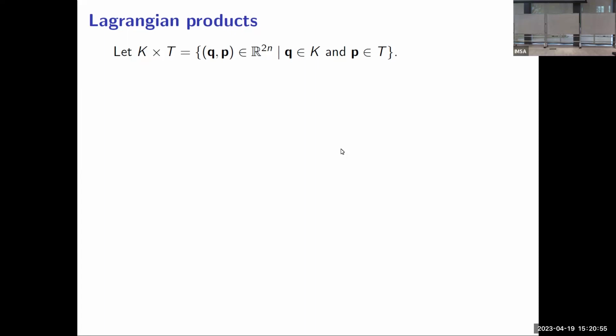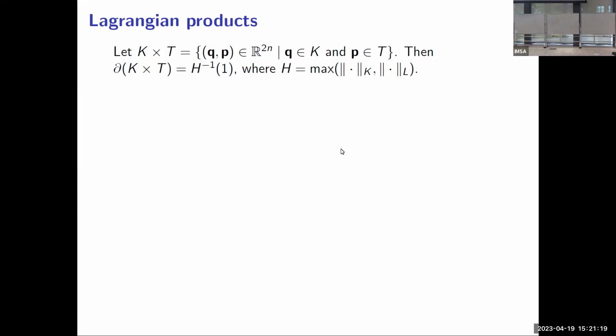But it's Lagrangian because each factor is a Lagrangian submanifold. So I take the q coordinates in one and the p coordinates in the other. Now, if we're trying to understand the symplectic topology of this, it will be useful, for example, to compute the minimum action or many other capacity-like things, to look at its boundary and at the characteristic foliation, or the Reeb flow on the boundary.